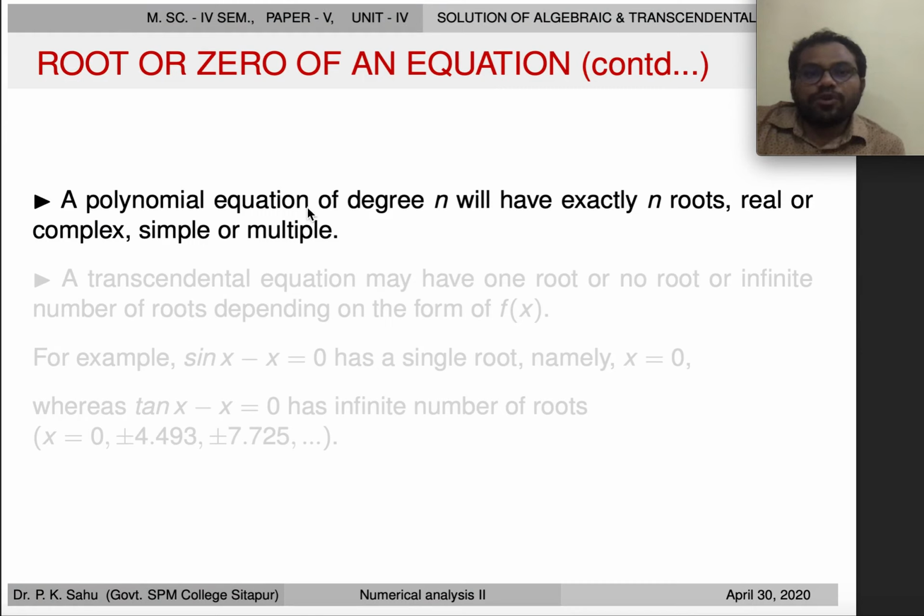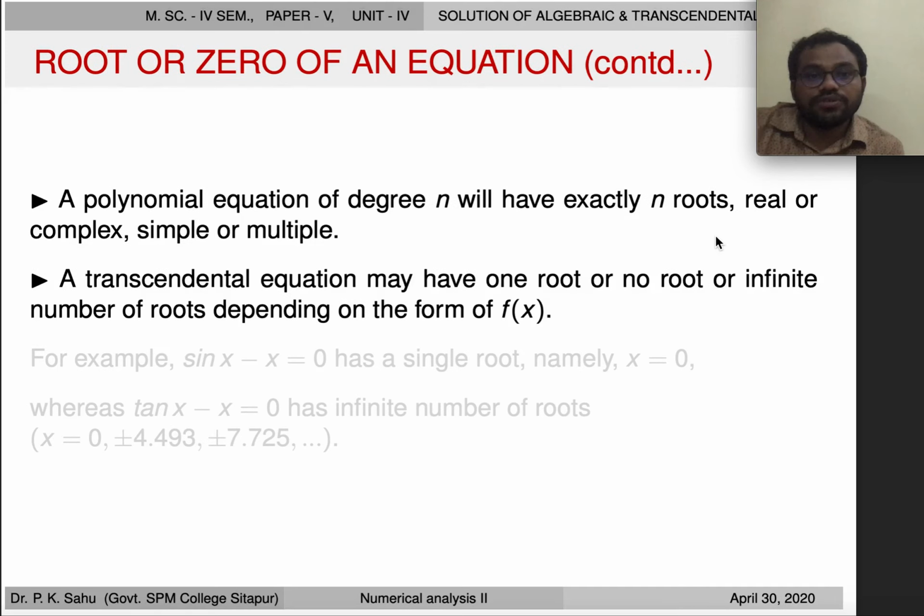Now, we know that for a polynomial equation of degree n, there are exactly n roots, but it may be real roots or it may be complex roots or even it may be multiple roots. But an n degree polynomial equation will have exactly n roots. But this is not the case with transcendental equation. A transcendental equation may have one root or no root or even an infinite number of roots, which depends on the form or type of the equation f(x).